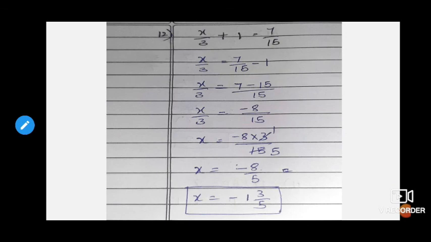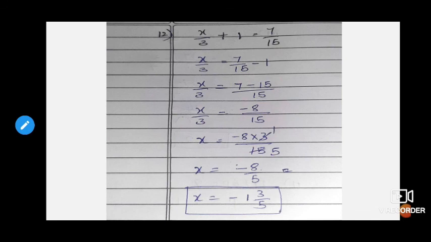Next children, x by 3 plus 1 is equals to 7 by 15. Here if you'll see, we have to find out the value of x. So I'll keep the x and remaining I'll send to that side. Here plus 1. If I'll send to that side, minus 1. Addition will go that side, subtraction. Now 7 by 15 minus 1.